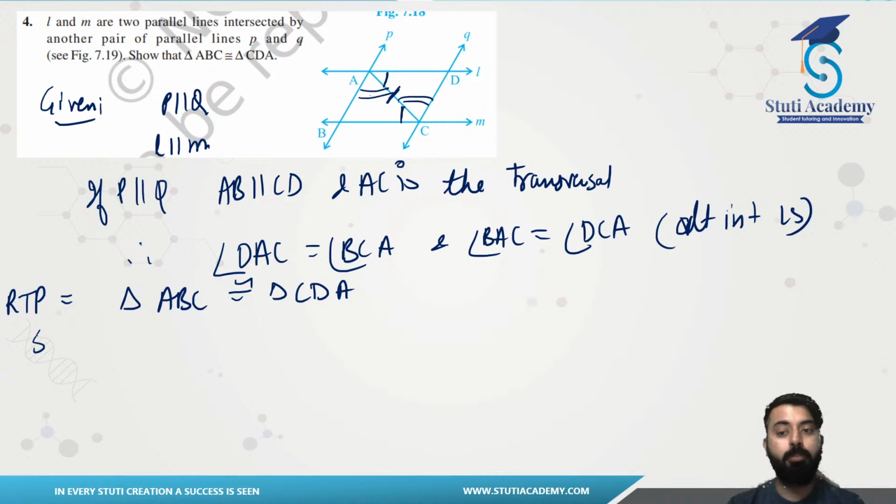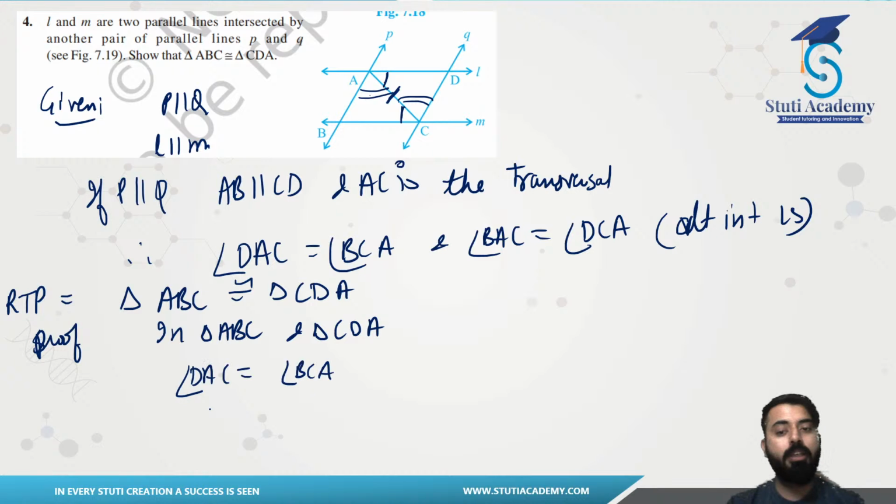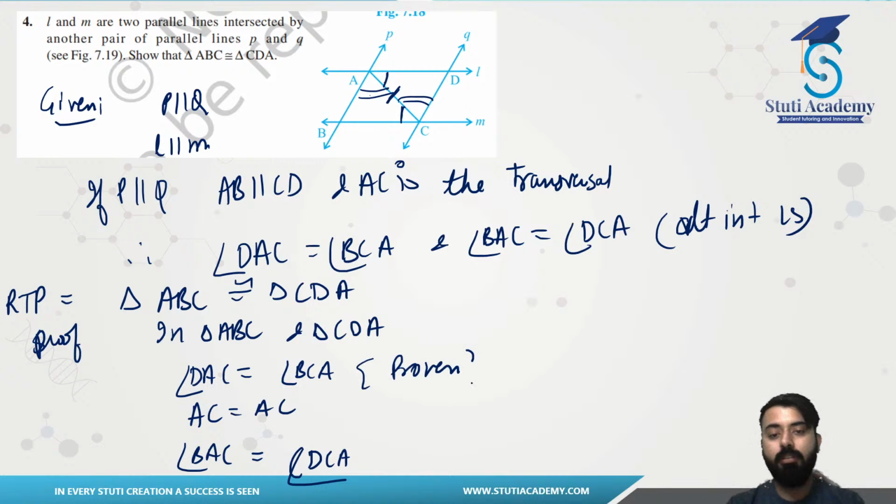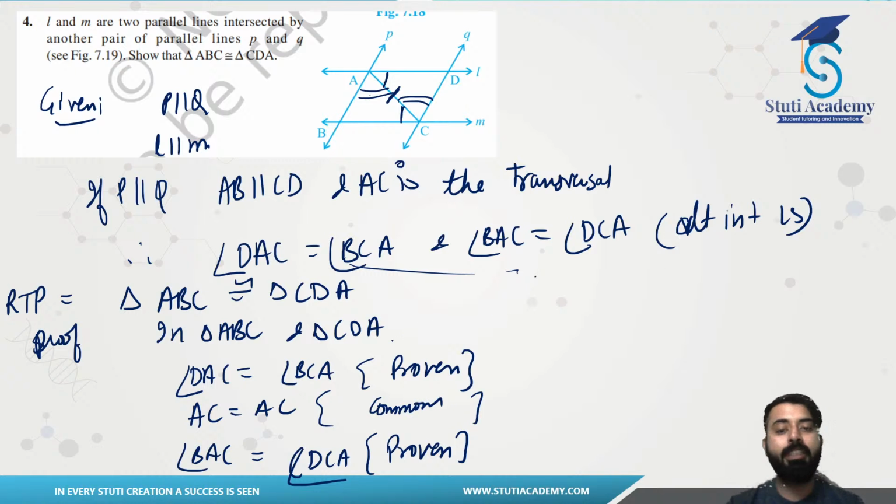So proof now. In triangle ABC and triangle CDA, you guys see, I know angle DAC equals angle BCA. I know AC is equal to AC, and I know angle BAC equals angle DCA, right? All of these things are proven, because we had proved this, and this was common. Or you can write alternate interior angles here.